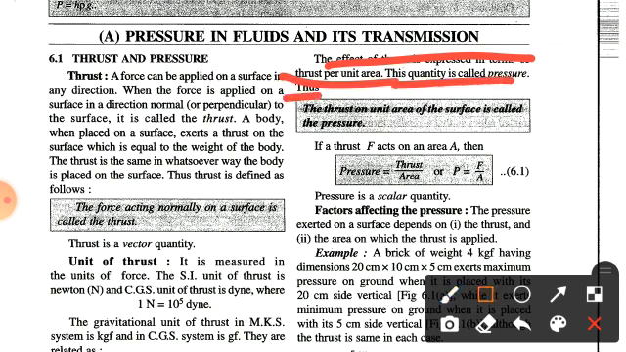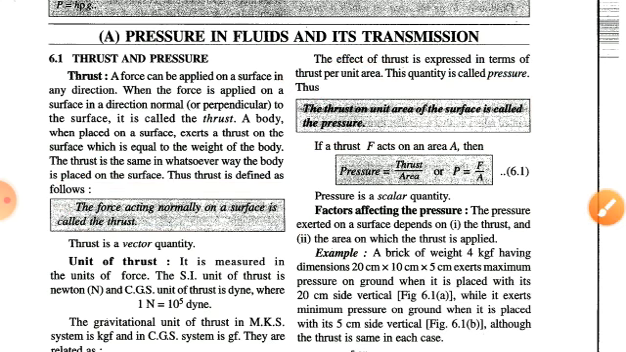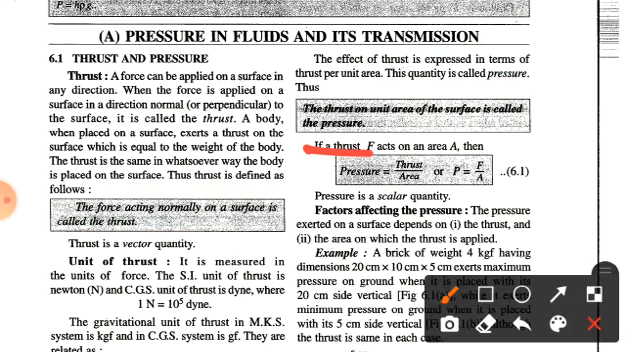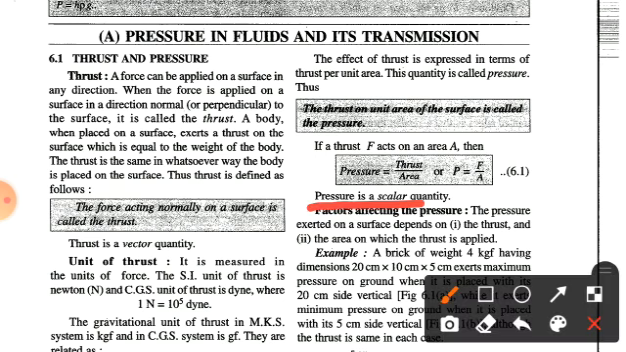So you can see the definition: the thrust on unit area of the surface is called pressure. Clear? And what is thrust? We had already discussed: the force which is acting normally on the surface is called thrust, and when it is acting over a unit area, then it converts into pressure. Clear? This is the basic difference between pressure and thrust. If a thrust F acts on area A, then you can write the relation between pressure and force as force by area. So P equals F by A. Pressure is a scalar quantity. I told you scalar and vector.